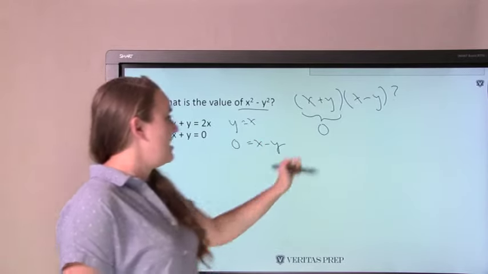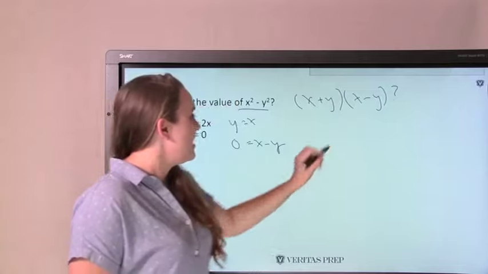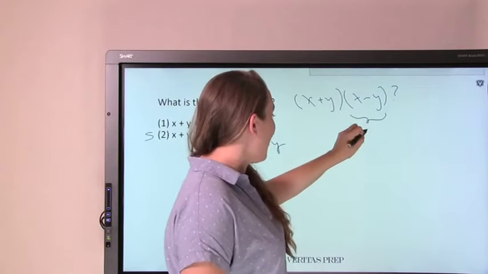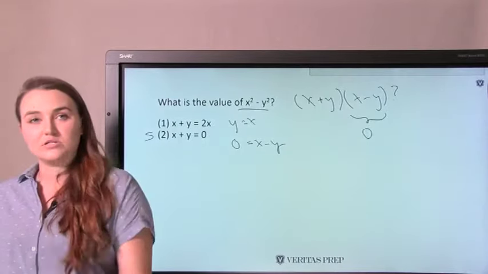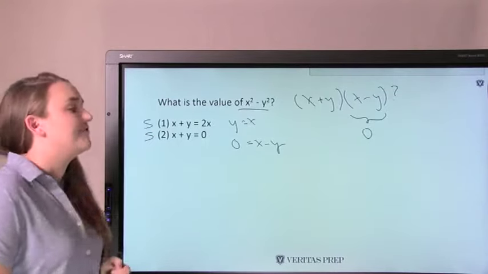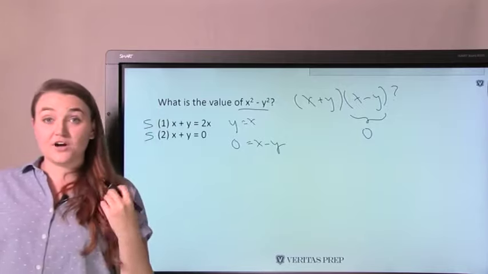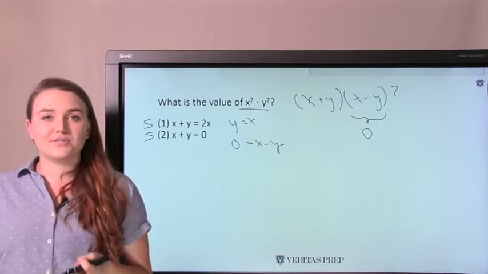And hey, even if I didn't know this up front, if I know that the value x minus y is equal to 0, once again, I know the entire parenthetical is equal to 0. This is enough information to answer my question. So very nicely done, those of you who chose answer choice D.